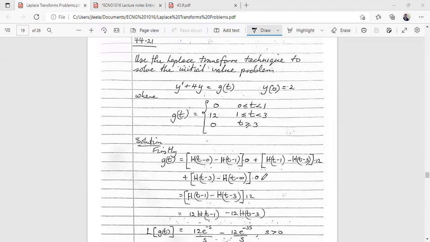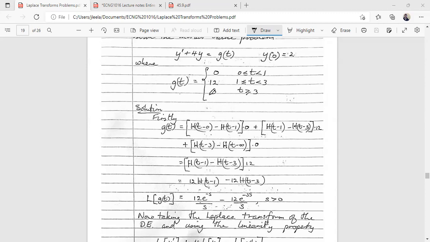All right, so let's go back. Use the Laplace transform technique to solve the initial value problem. You have y prime plus 4y equals g(t), and we have our initial condition y(0) equal to 2. And g(t) is piecewise: it's defined to be 0 when t is between 0 and 1, 12 when t is between 1 and 3, and 0 when t is greater than or equal to 3. Of course we had to break up your g(t) into a combination of Heaviside functions.